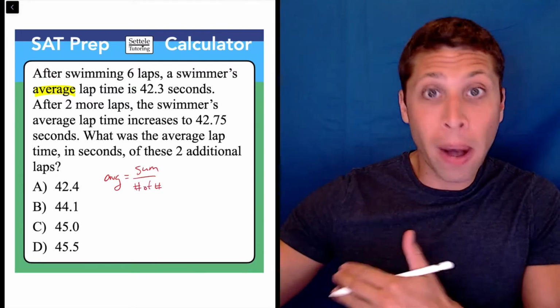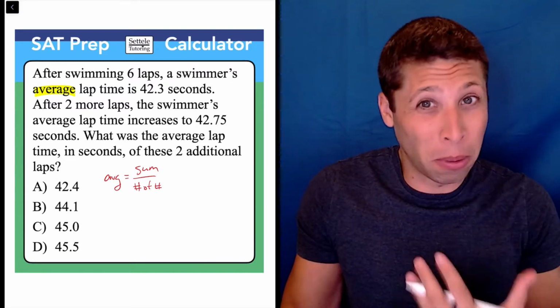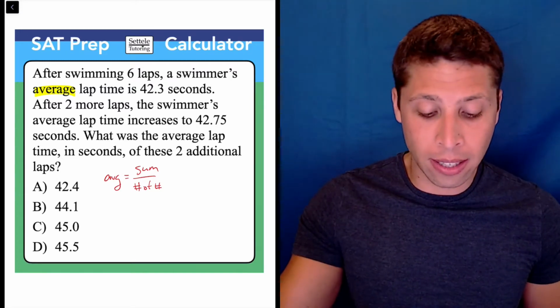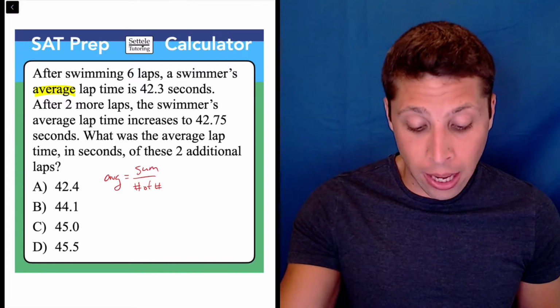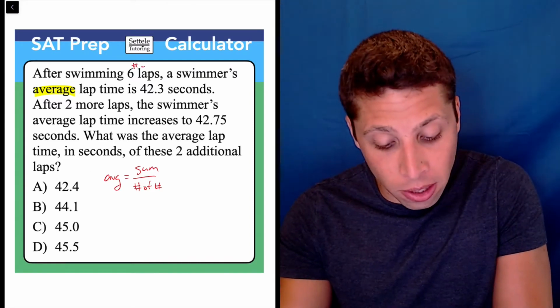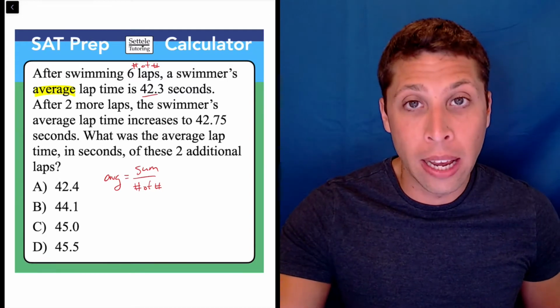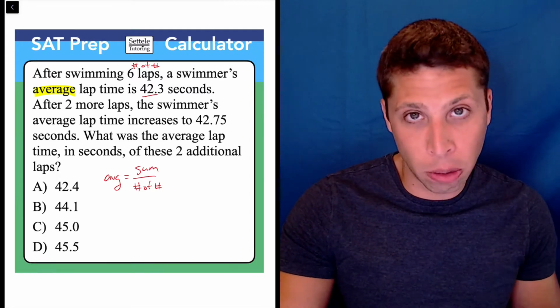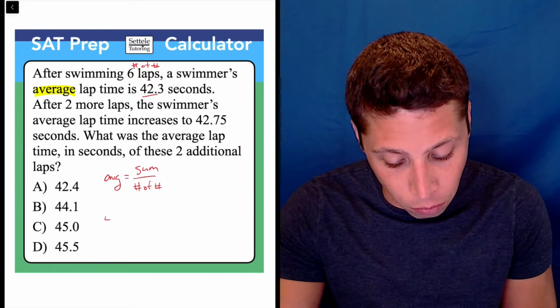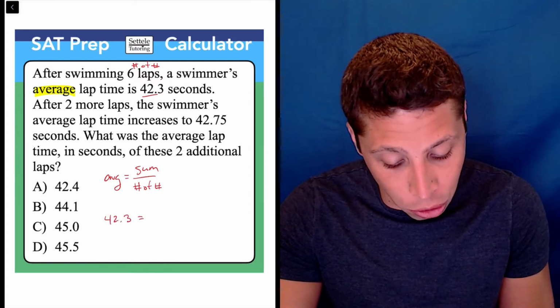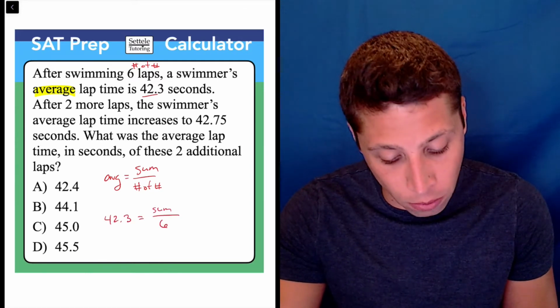Now we can very robotically and kind of stupidly just start plugging things into this formula. That first sentence gives us two of the numbers for the formula. It gives us the number of numbers, the 6 laps, and it gives us the average lap time of 42.3. So without thinking too hard about it, I would just plug that in and see what I can get, right? So 42.3 is equal to the sum, whatever that means, over 6.